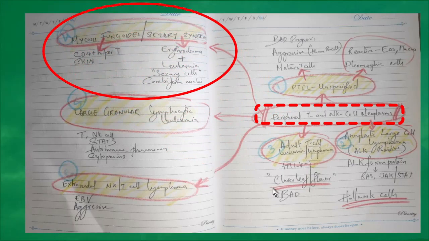Mycosis fungoides and Sézary syndrome. Mycosis fungoides is a CD4 plus T helper cell lymphoma. It is very dermatotropic. It affects skin, and in Sézary syndrome, there are erythroderma or skin lesions along with leukemia. These lymphoma cells spill into blood, and these cells are called Sézary cells. They have cerebriform, brain-like nuclei.